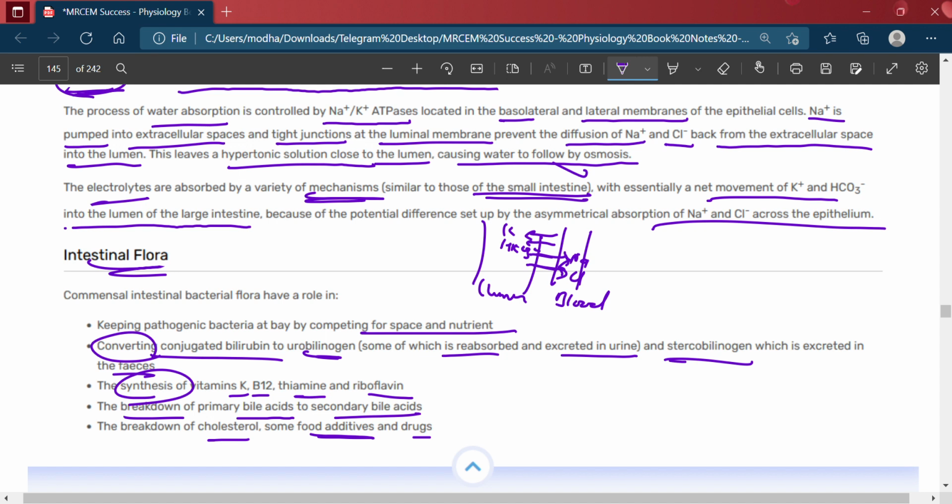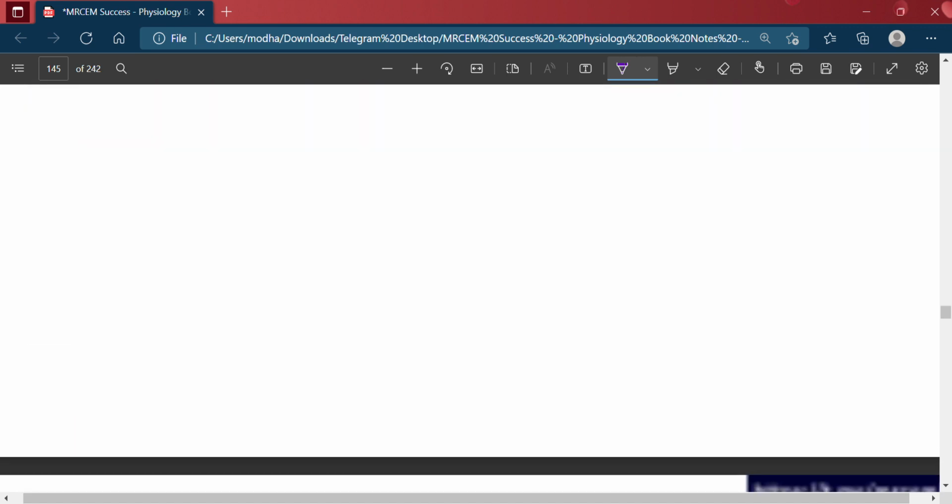So the flora keep the pathogenic bacteria at bay, convert conjugated bilirubin into unconjugated bilirubin, which is reabsorbed and excreted into the urine, and convert it into stercobilinogen, which is excreted into the feces. Then the synthesis of vitamin K, B12, thiamine, and riboflavin, and the breakdown of primary bile acid into secondary bile acid, and of cholesterol, some food additives, and drugs, is also done by the bacterial flora.